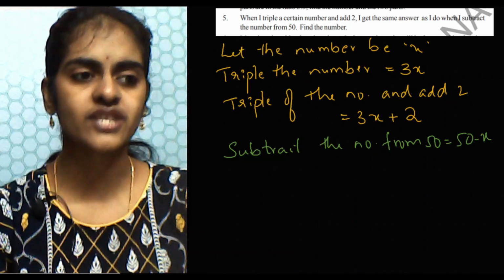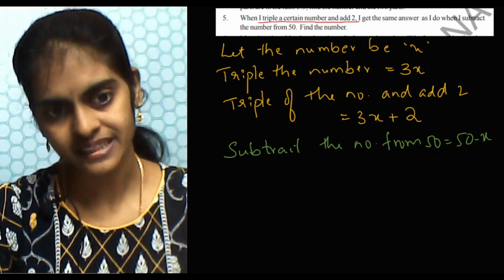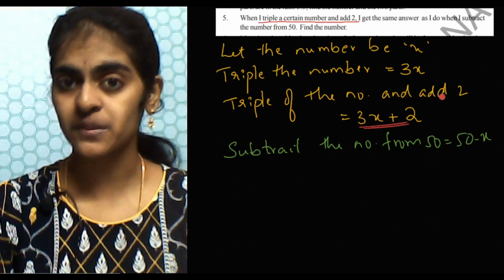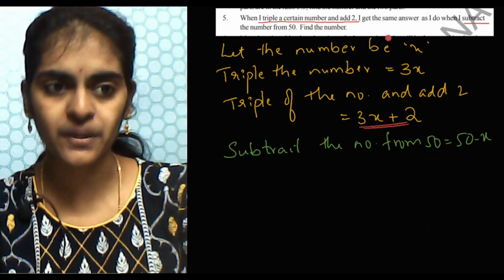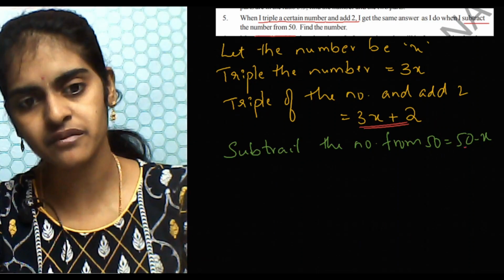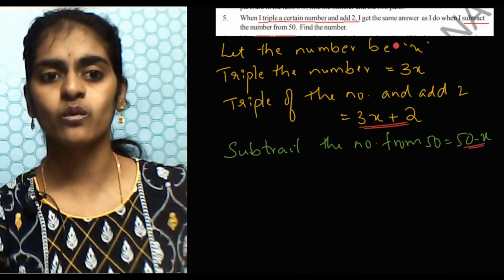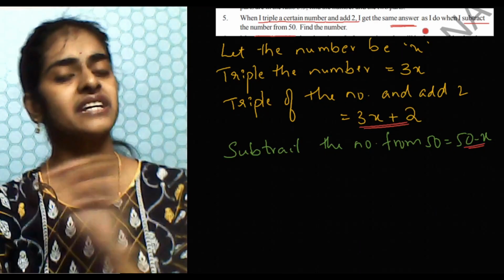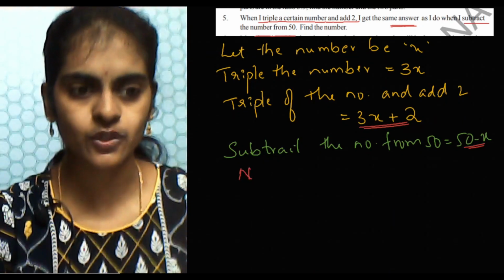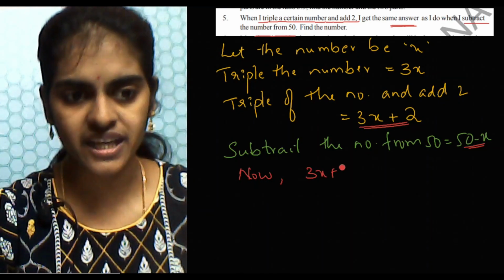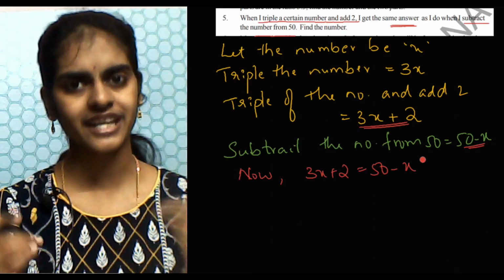Now just check the question. When I triple a number and add 2, that is the condition. Triple of the number and add 2 is 3x plus 2. I get the same answer as I do when I subtract the number from 50. Subtracting the number from 50 is nothing but 50 minus x. So these two conditions are the same, you are getting the same answer. That means we can equate these two. From the given condition, you can write 3x plus 2 is equal to 50 minus x. Simple. Now solving it, you will get the value of x.